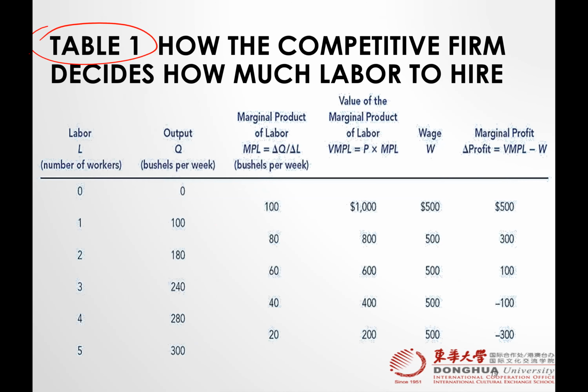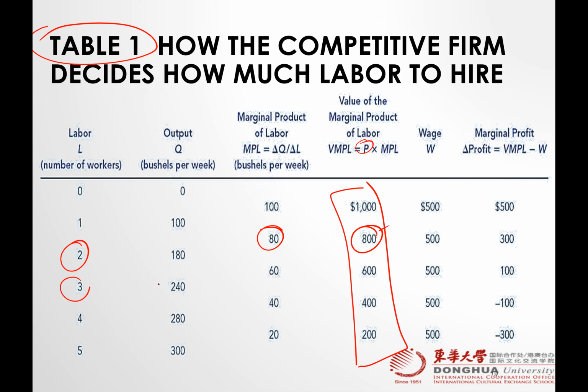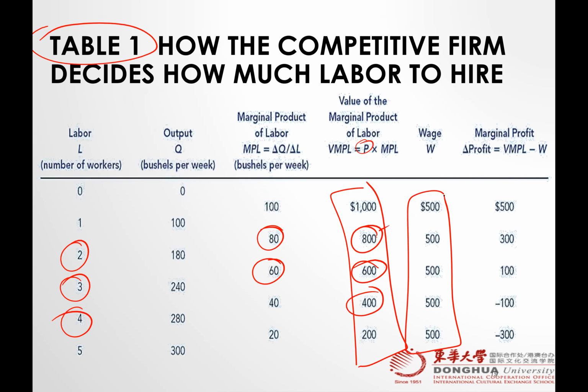Easily find out how many workers we need to hire. So we calculated the value of marginal product of labor. We hired the second worker, he is giving us $800 as revenue. He picked 80 bushels and gives us $800 revenue because the market price is 10. We hired the third worker, he's giving us $600 revenue, and we hired the fourth worker and he's giving us $400, while the wage per week for workers is $500.